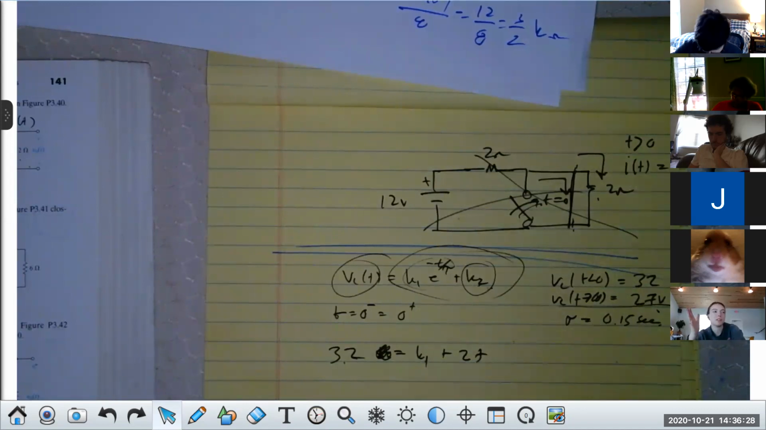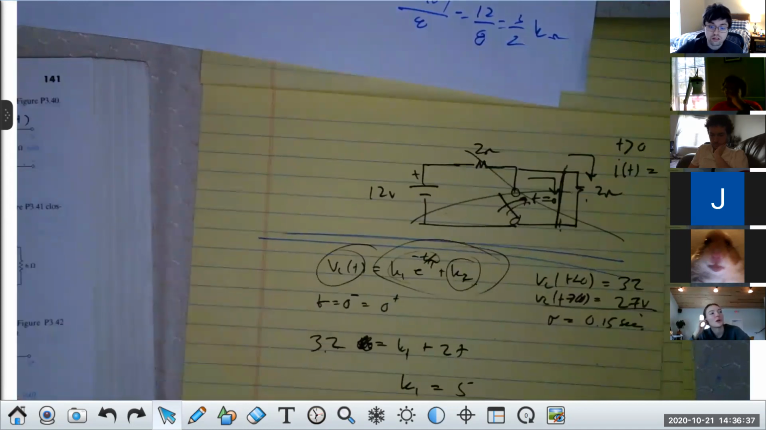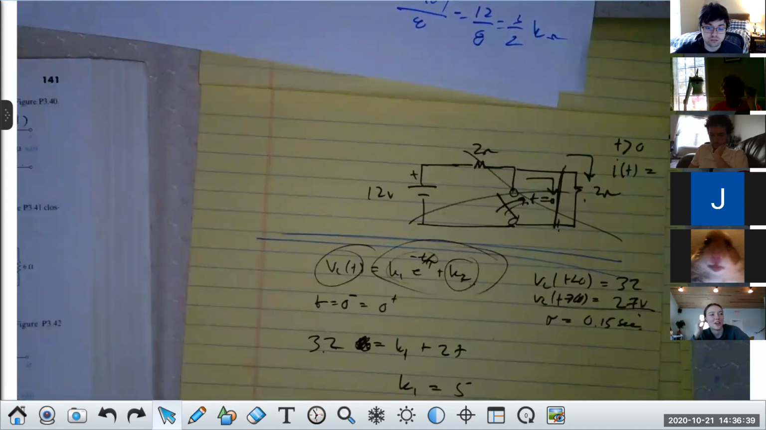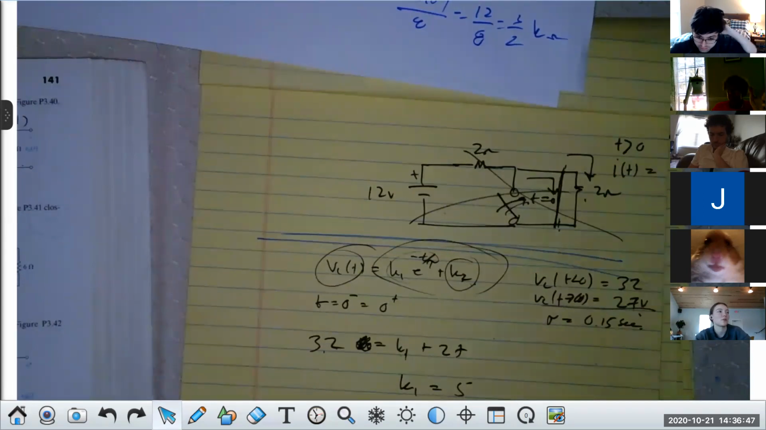And we solve for K1. And you can see K1 is what? 5, right? Agree? Everybody? If 32 equals K1 plus 27, K1 has to be 5.